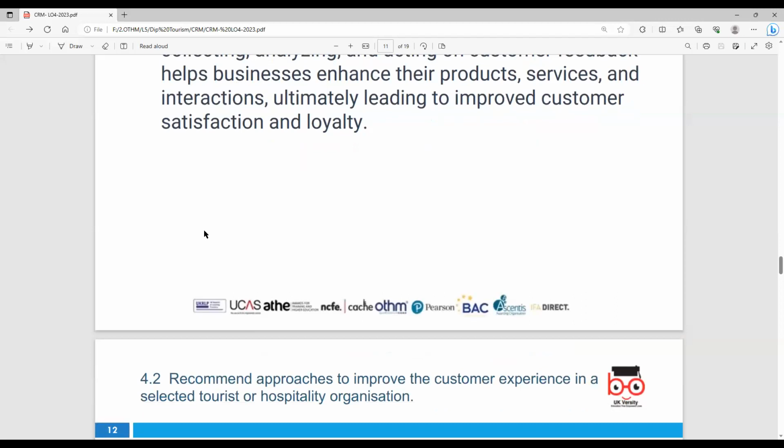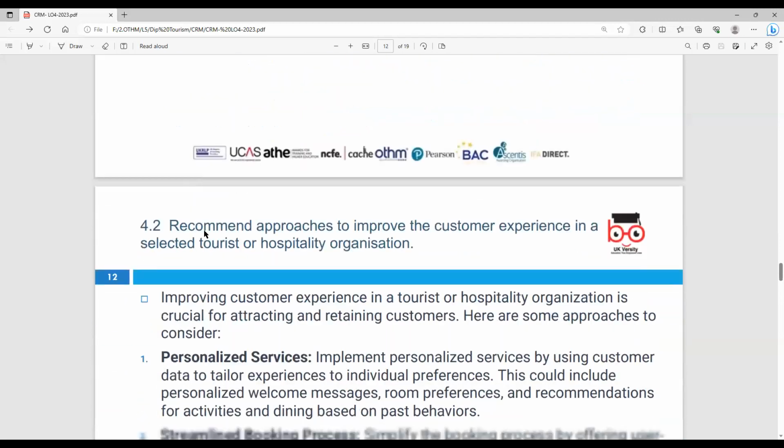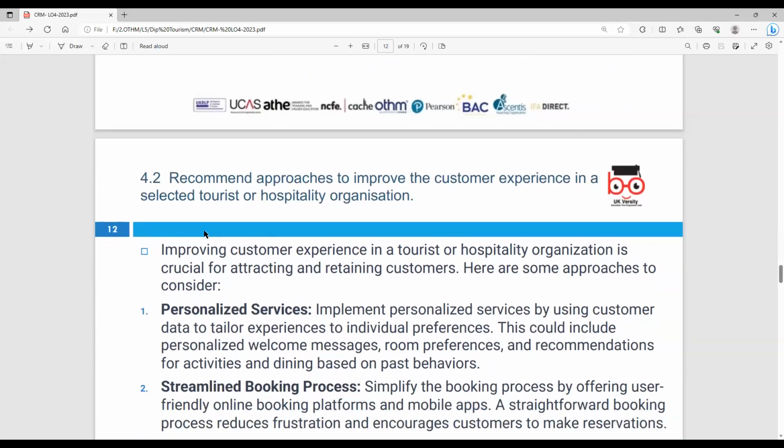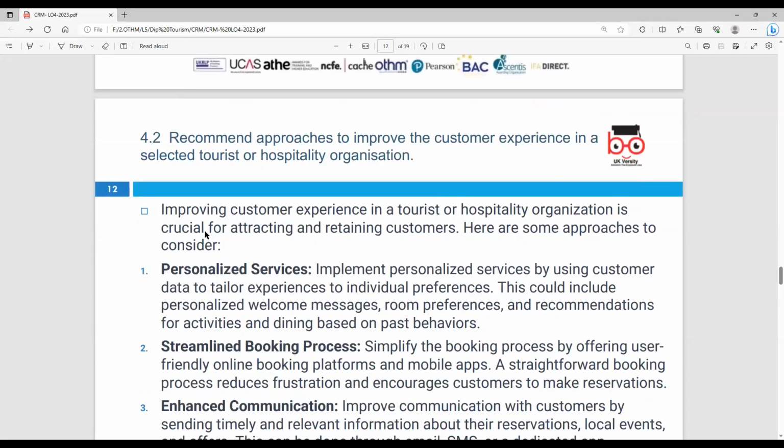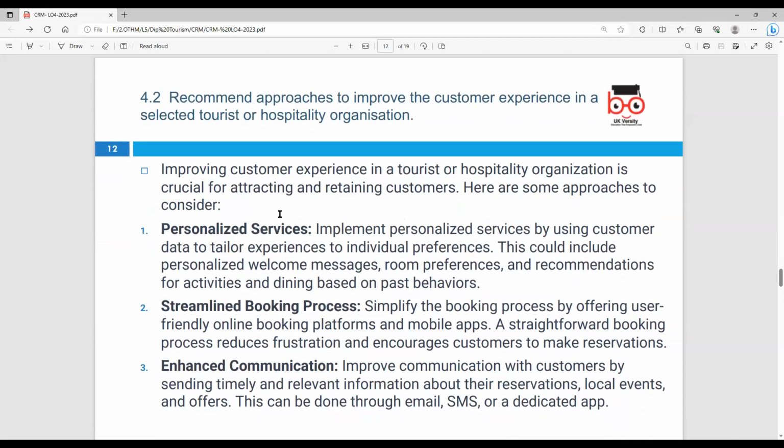Now this leads us to look at the approaches to improve customer service in a particular industry like tourism and hospitality organizations. So how can we use this survey, how can we use these methods, to improve our services as far as the tourism and hospitality trade is concerned? How can we do this?